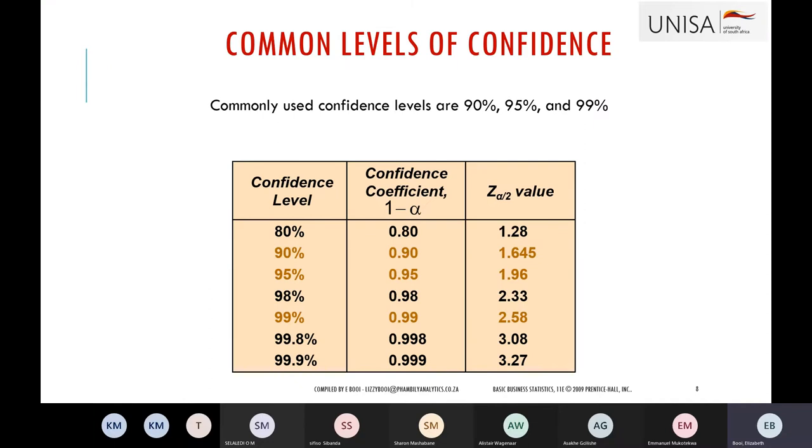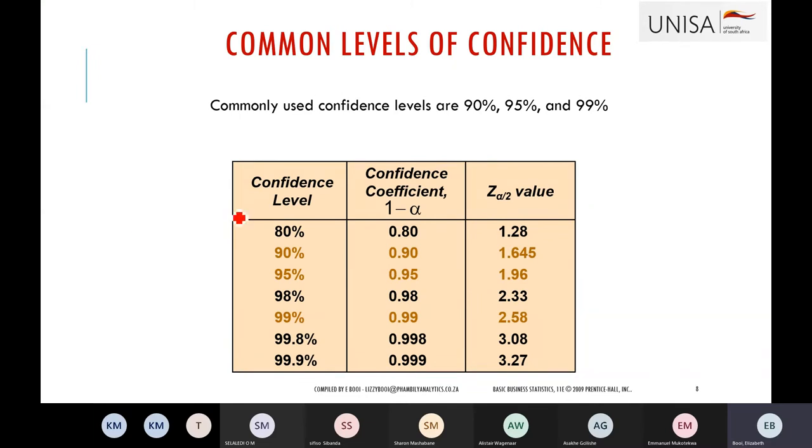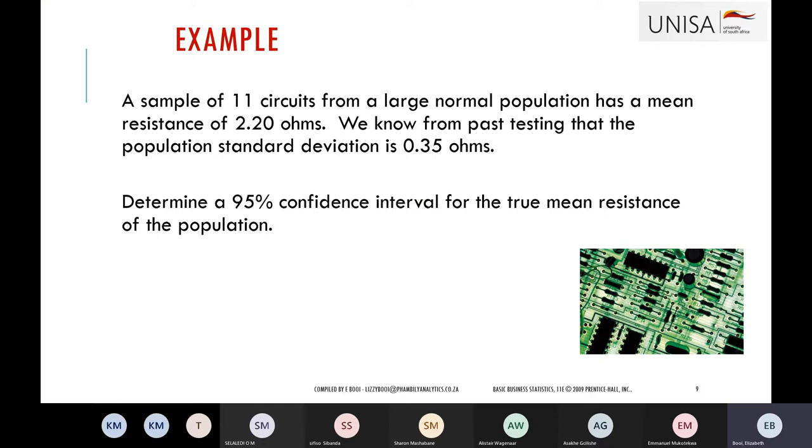We also learned that there are common levels of confidence that we use, especially 90%, 95%, and 99%. You can learn them by heart, or you can use the formula and get the critical value on the table. The thing that you need to be aware of is that for 90%, you need to always remember that the critical value is 1.645.